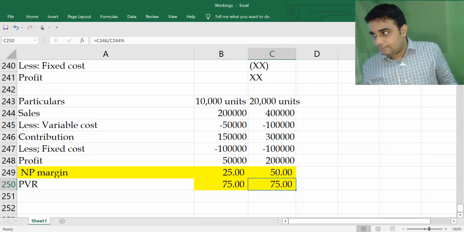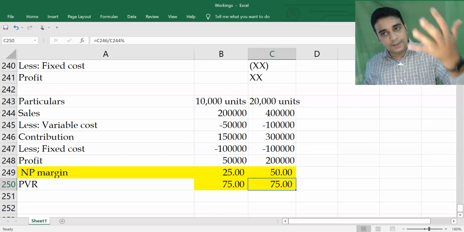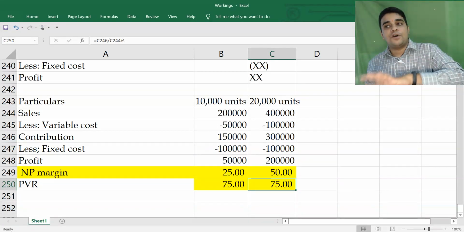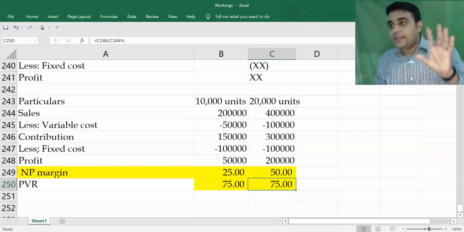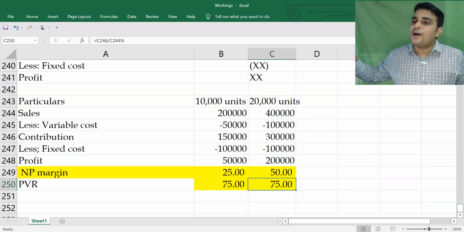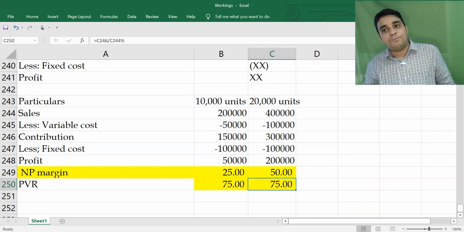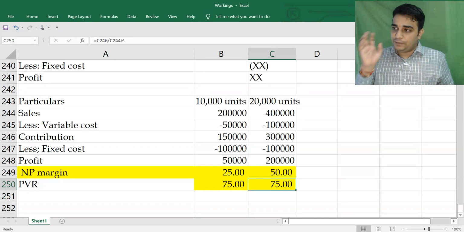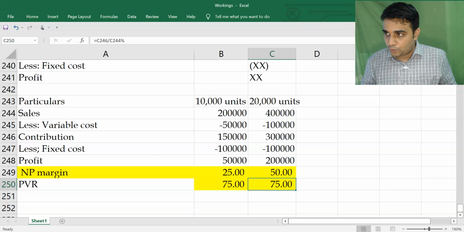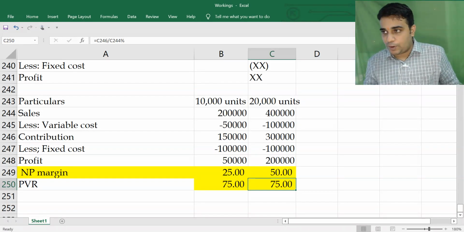Nothing has changed in the company. Profit margin continues to be 75%. Neither operations have improved nor deteriorated. Nothing has happened. Profit margin continues to be 75%. Net profit margin is not a relevant ratio at all. I am least bothered about the net profit margin. In the practical world, a lot of importance is paid to this, but when you are trying to make a decision, NP margin is not what you should look at. You should look at PVR, which is practically more like gross profit margin.